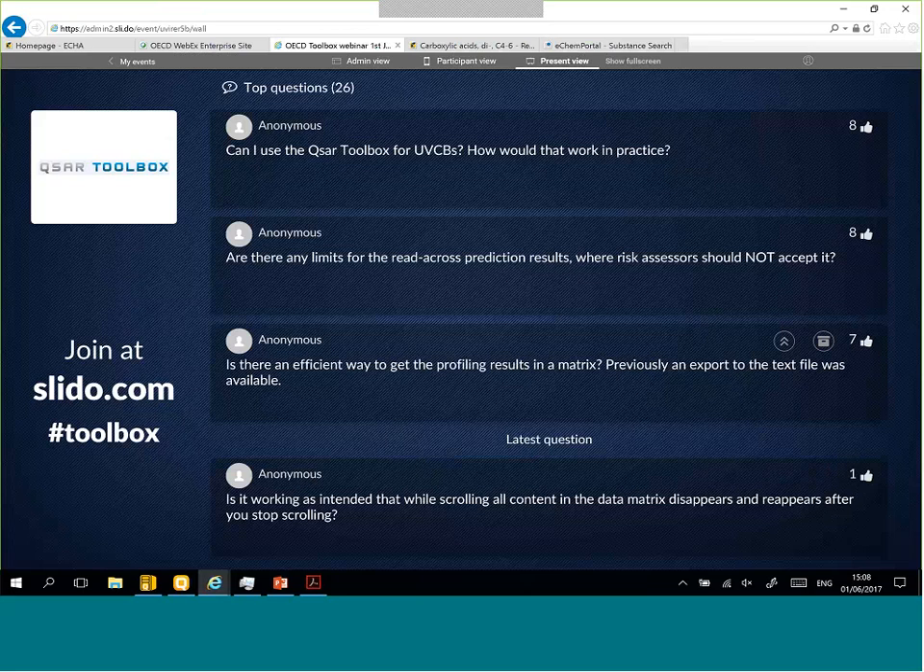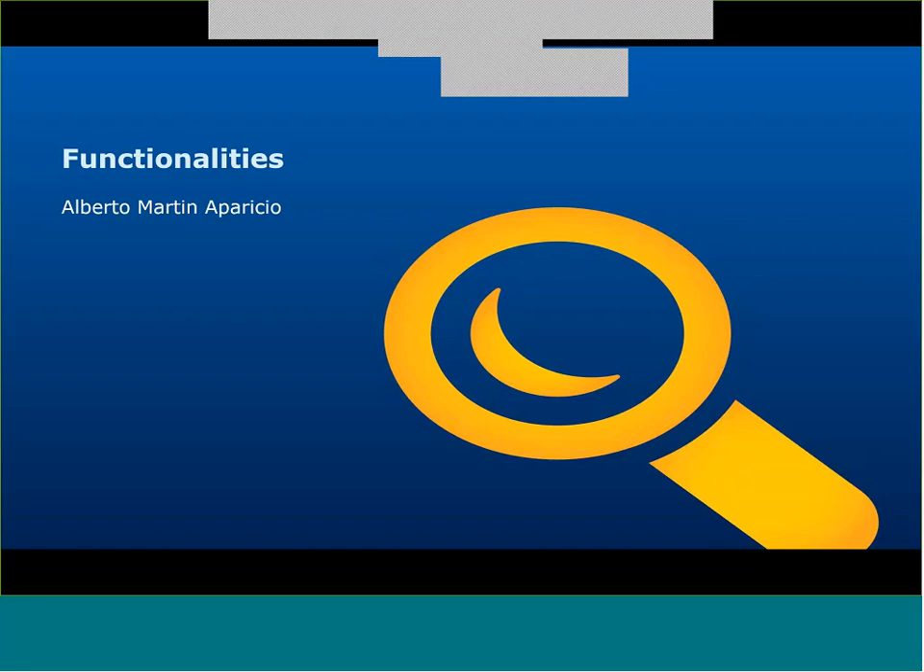I'm going to talk a bit about the metabolism and functionalities in the toolbox, explain the difference between the observed and predicted information in there, so how it is displayed in metabolic trees when available, and explain a bit of a case on how the profiling of the metabolites can help to check if a read across is consistent.